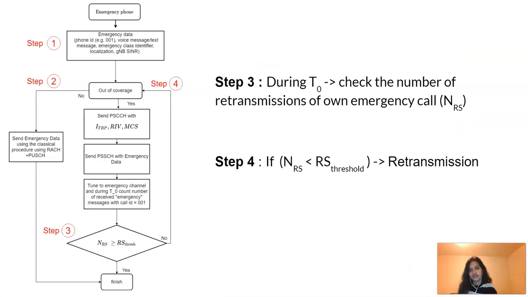Then during a certain fixed time of T0, it will wait and tune into the side link data channel and listen to all the relayings of its own emergency call by the neighbor devices who are in range. So if the number of relayings is NRS, and if NRS is below the relay threshold, which is defined for the mHelp protocol, then the emergency call will be retransmitted, up to a maximum limit specified for the mHelp protocol.